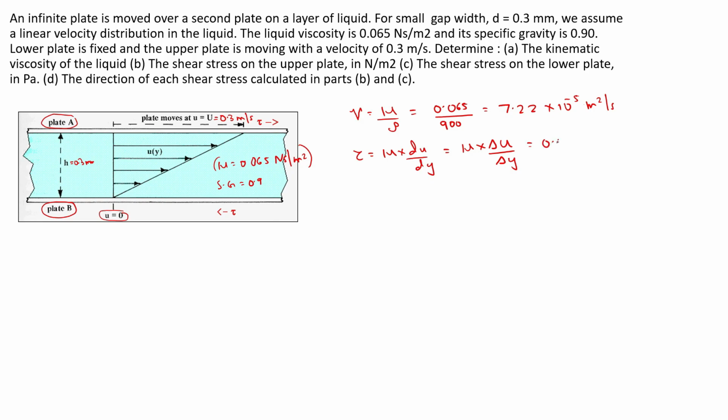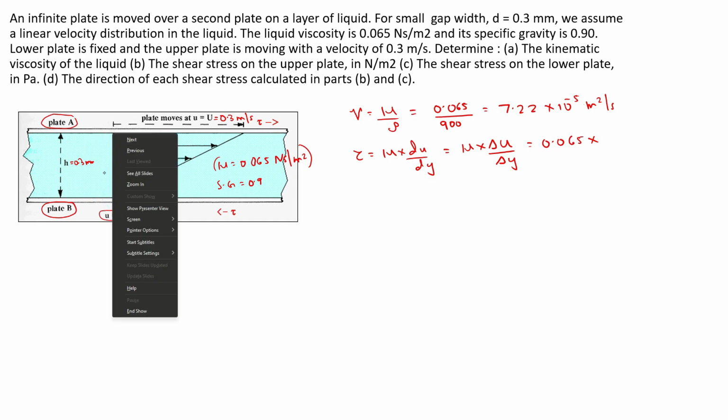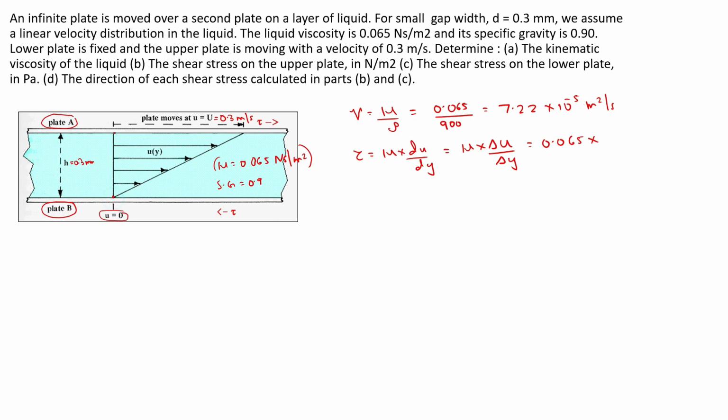mu is equal to 0.065 into delta u, that is the difference in velocity between the lower plate and the upper plate. The lower plate velocity is 0 and the upper plate is moving with the velocity 0.3 meter per second. So that is 0.3 minus 0, divided by delta y, the thickness of the film, that is 0.3 millimeter, 0.3 into 10 raised to minus 3. So that is equal to 65 Newton per meter square.